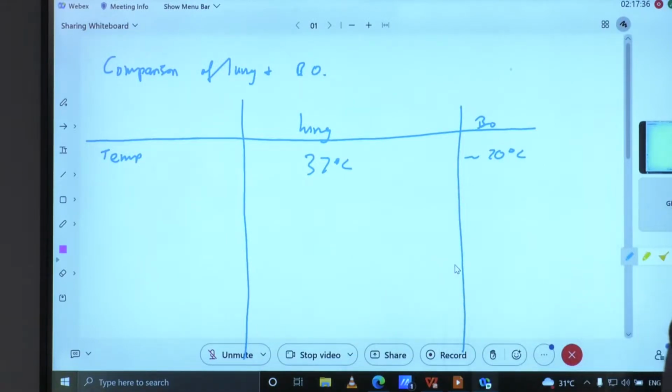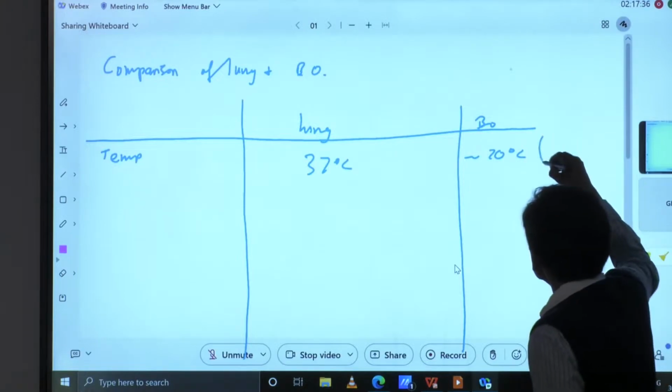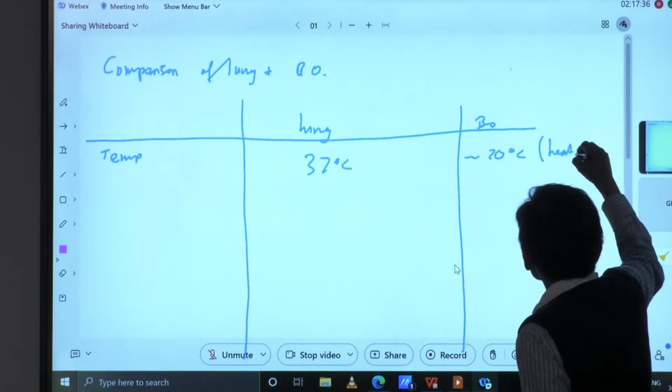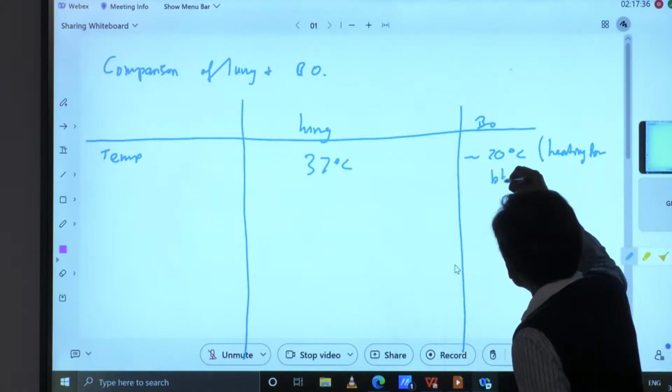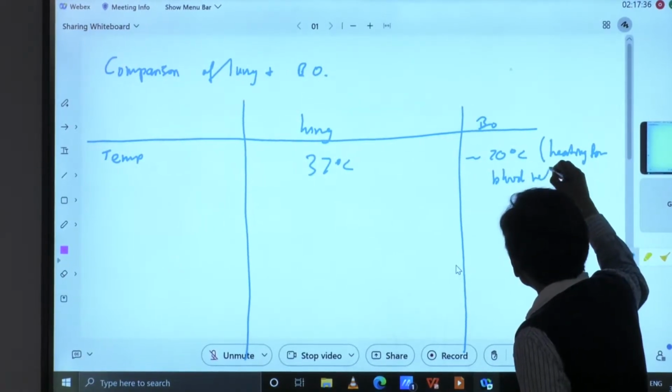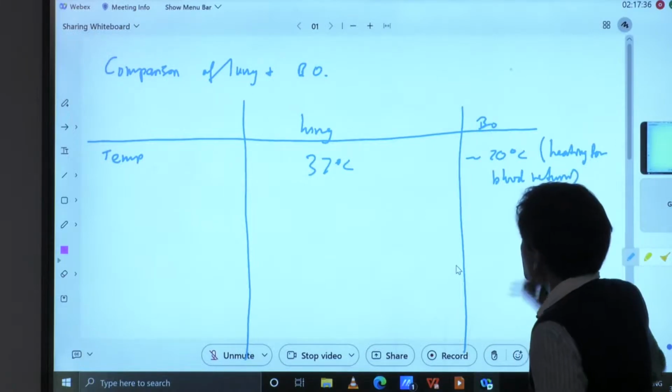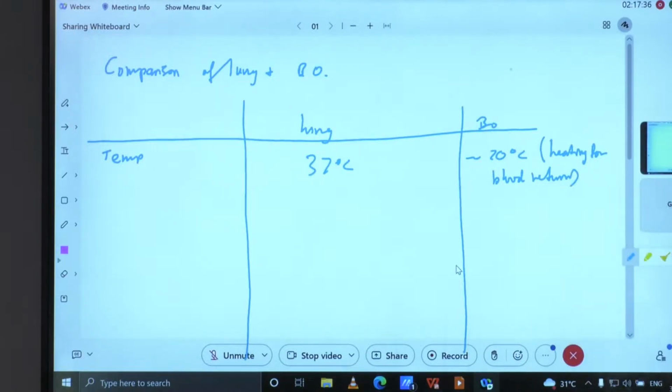So one of the things that you're going to need is, therefore, heating for blood return, okay? So there will have to be some sort of heat exchange. That's one thing that you need. Okay, what else?